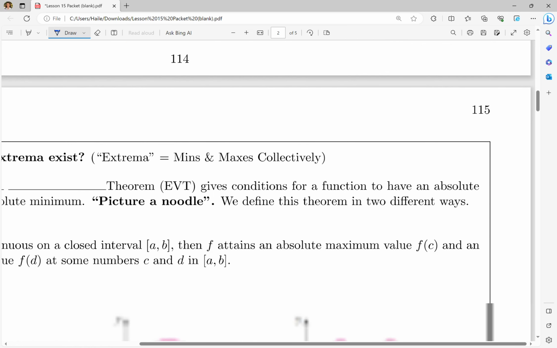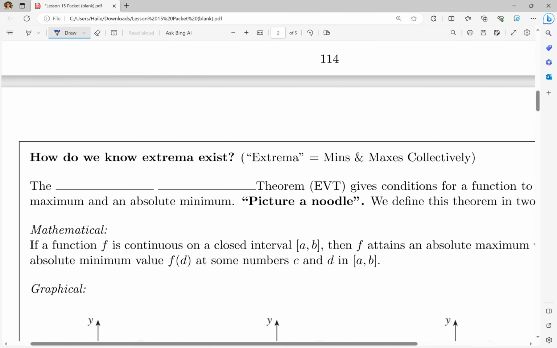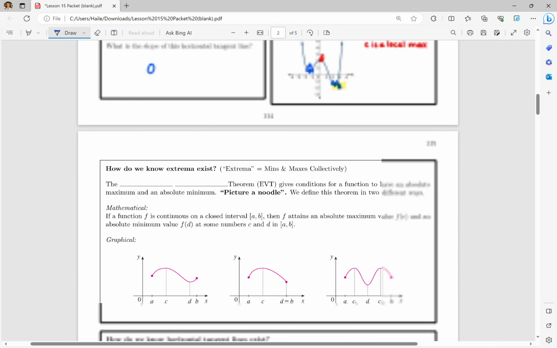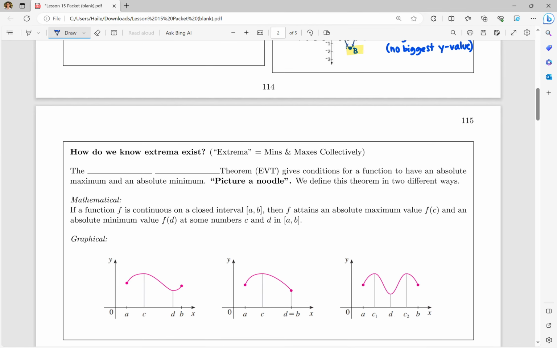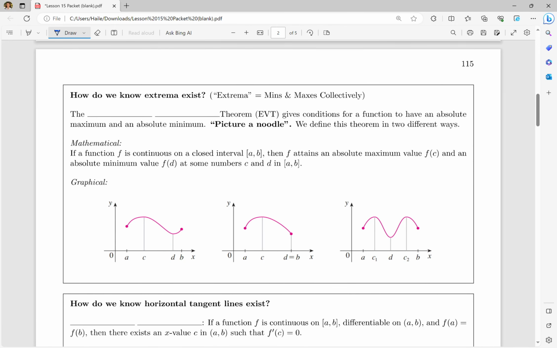All right, so now we're going to go into a little bit of theory. So we're going to talk about some more theorems. All right, so the first question that our theorems help us answer is how do we know that these extrema exist? And so extrema just means minimums and maximums all together. When we refer to them collectively, we just use the one word extrema. And this kind of gives rise to the name, the extreme value theorem.